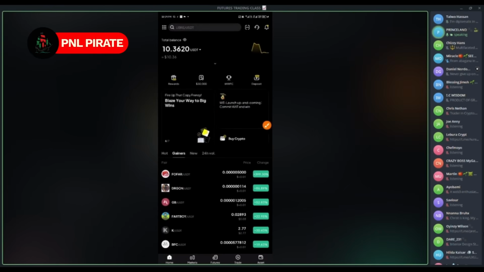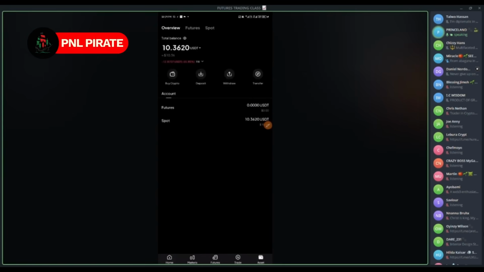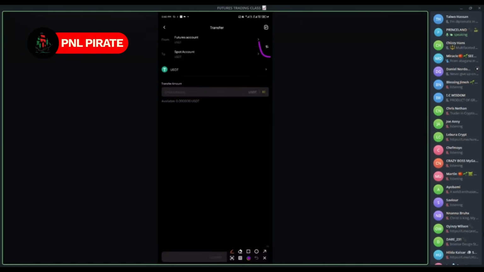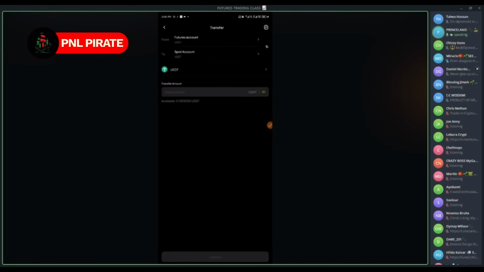Okay, so you go to asset, you go to transfer here. Click on transfer. How much do you want to send from spot to this? You come here, you click on this button. You can see that it's from futures to spot. No, we are sending from spot to futures. So you change it with this button here, you swap, and now it's from spot to futures.